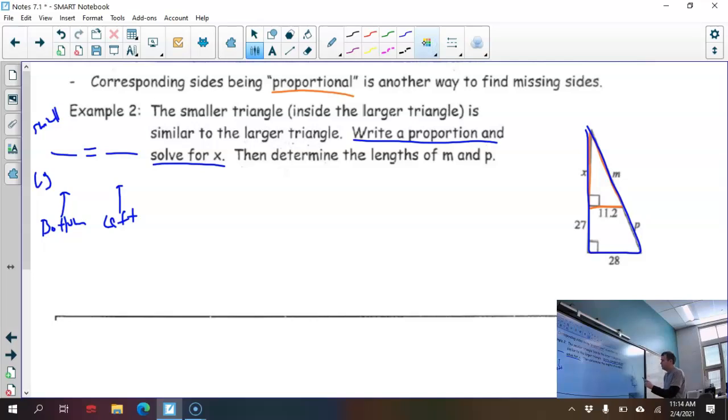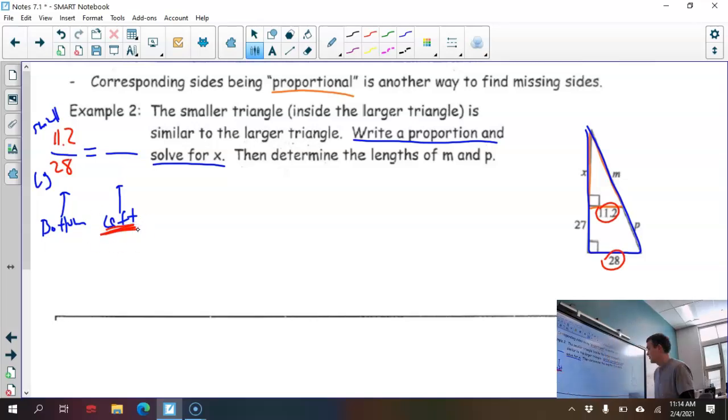So, the bottom of the small triangle is 11.2. The bottom of the large triangle is 28. So my scale factor might be 11.2 over 28. That's the same as a scale factor, but I'm setting up a proportion instead. And I have done small over large for the bottom of the triangles.